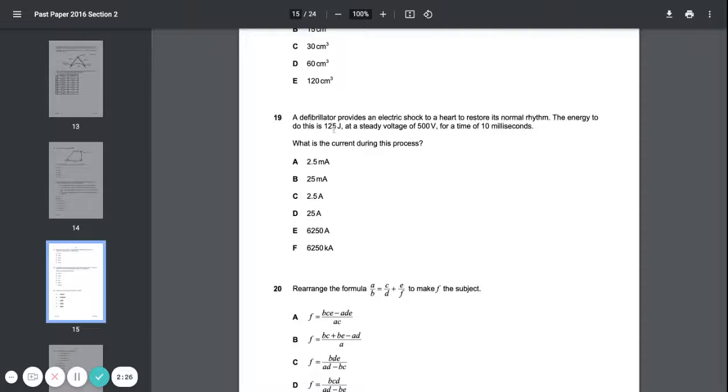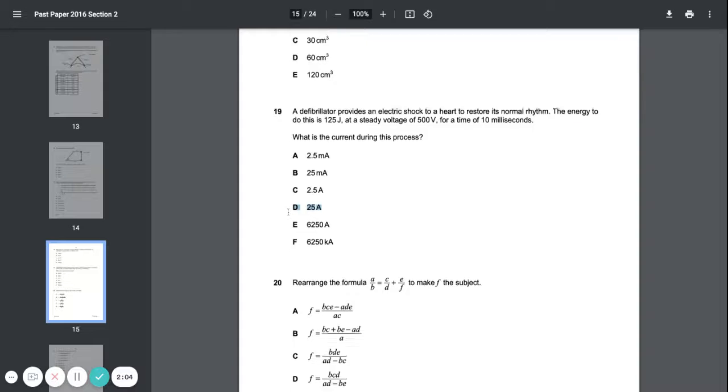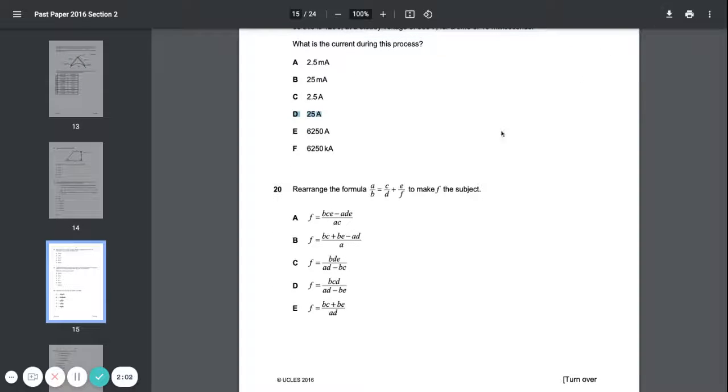0.01 seconds, and we divide 125 by 0.01. So we get 12,500 watts, and we divide this by 500, so we get 25 amperes as our answer. All right. Question 20.